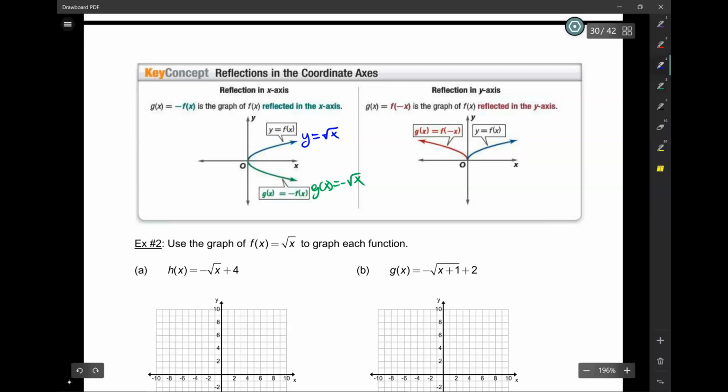And here we already talked about this. So if I have y equals root x, that exists over all of the x values, which are positive. But now if I make it g of x equal to root negative x, now that only exists over the negative values of x, right? So it's a reflection, and that's why it's a reflection.